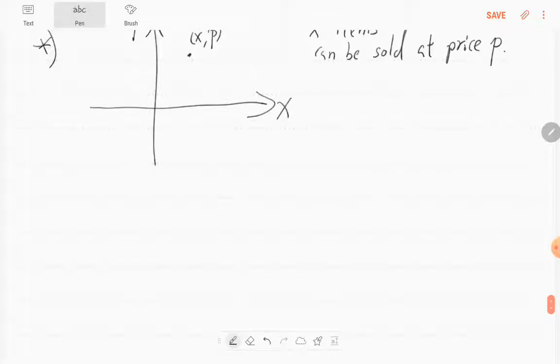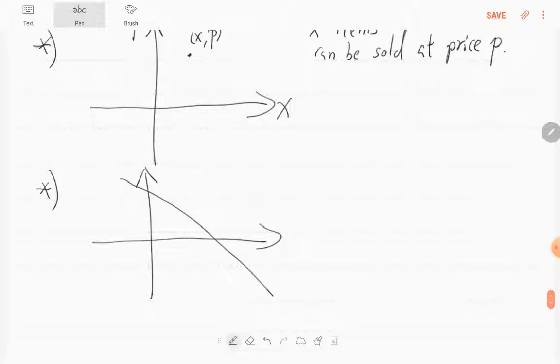And in general, the price demand function will go downward or downhill as x is increased from the left to the right, because the reduction in prices results in the increasing of the demand. So this graph in general goes downward.